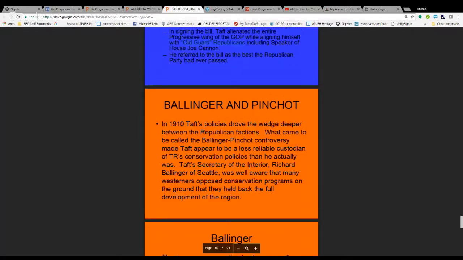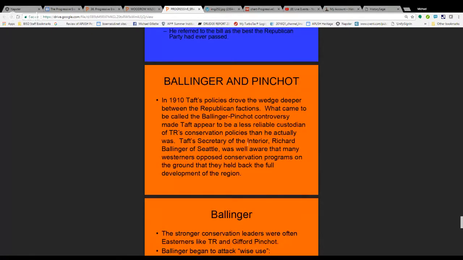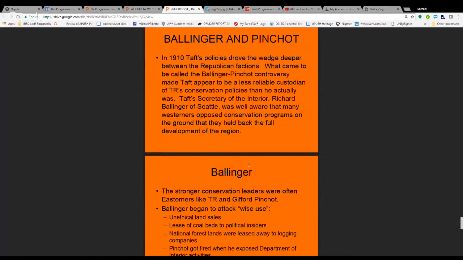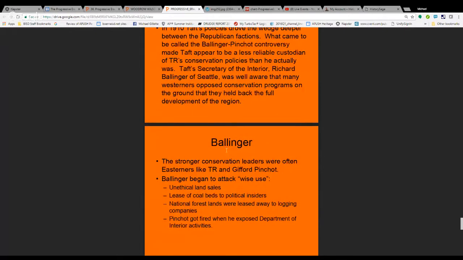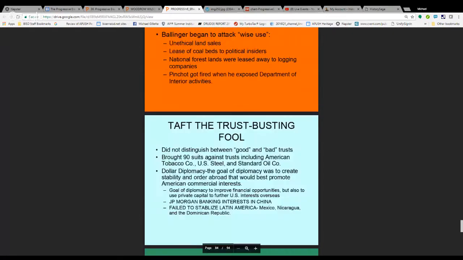And the second thing he does is he fires Pinchot, the conservationist, and replaces him with a man by the name of Richard Ballinger. Richard Ballinger was a guy who, let's put it right here, was not really strong on conservation. In fact, he is going to begin to attack wise use. He engages in unethical land sales. He begins to lease coal beds to political insiders. He took national forest lands and leased them away to logging companies. And so we also see under Taft a reversal when it comes to conservation policy.